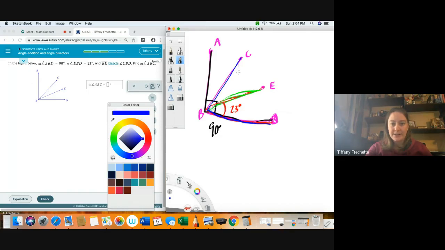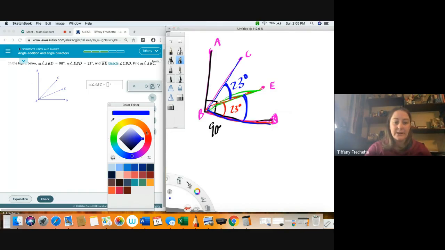This green line bisects the blue angle, which means that this angle and this angle are the same. Well, we know this angle is 23. So that means that this one has to also be 23. Remember, bisect means cut in half. So right away, I can fill in a bit of the information there.